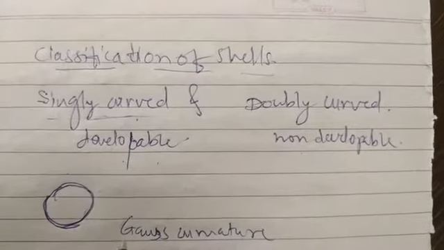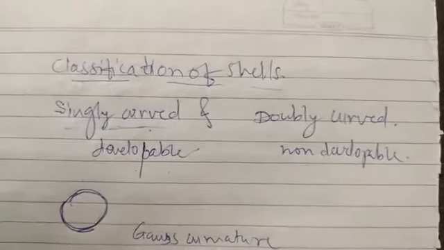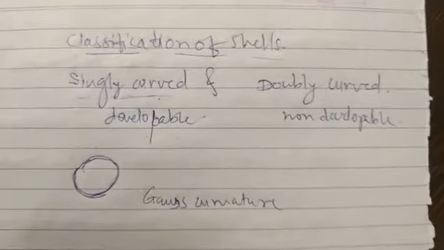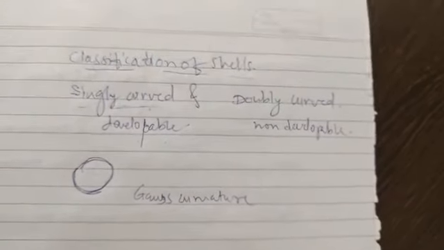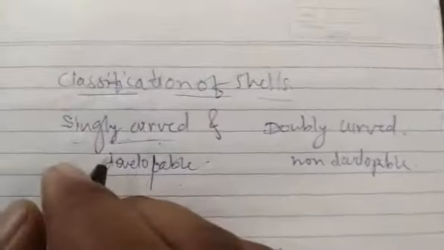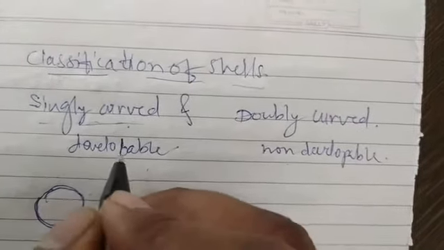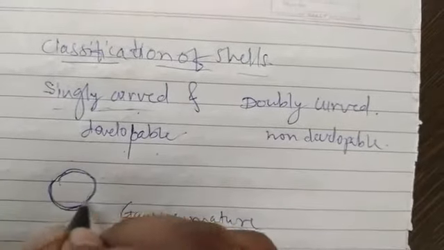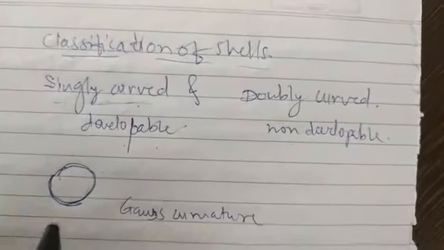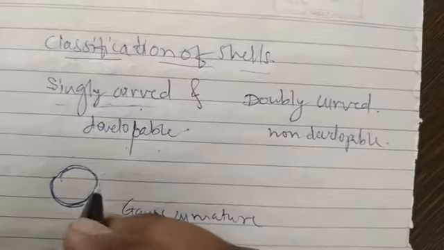Shells are nothing but the curved structure in which one dimension, that is thickness, is smaller as compared to the other two dimensions. Now shells are broadly classified as singly curved and doubly curved shells. So singly curved shells are those which are developable. Means if suppose a cylindrical shell is there, we can convert this shell into a rectangular plane without stretching it or without shrinking or tearing it.